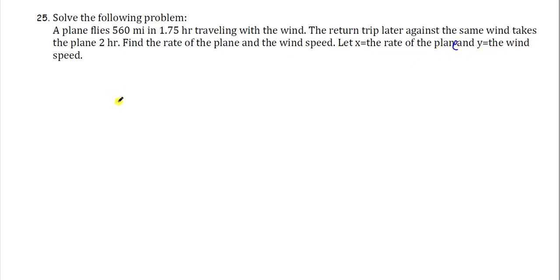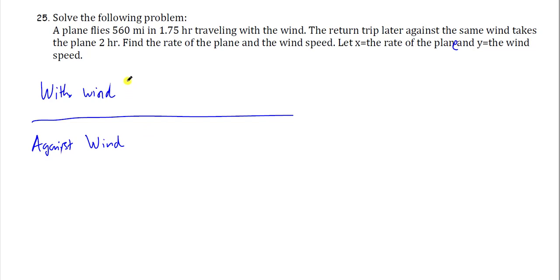Now we have two cases, two conditions: with the wind, and against the wind. Now, this is a distance, rate, time problem, so we should make a table for that. This is the rate, time, distance. Distance equals rate times time, multiplied together.